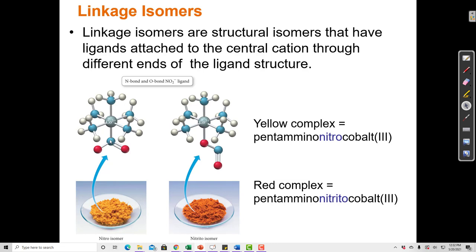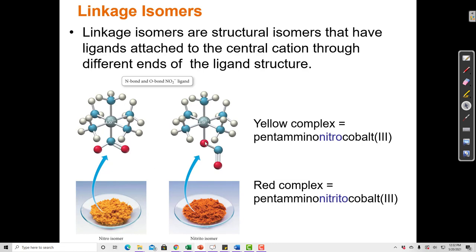If the nitrogen is making the bond, then this is called the nitroisomer. And we know that it's different because it's kind of yellow. If the oxygen atom of this ligand is bonded instead, we call that the nitritoisomer. And it's kind of red or darker orange. These compounds have different melting points, different solubilities, different colors. They are different compounds, they have different properties, they do different things.